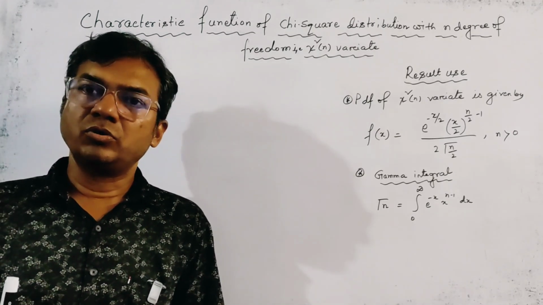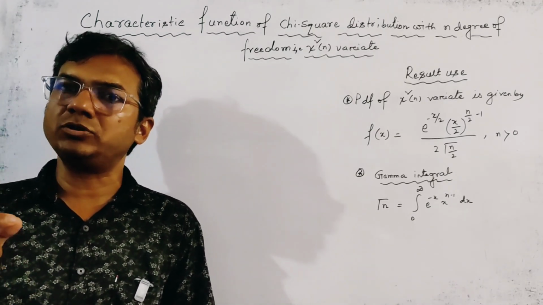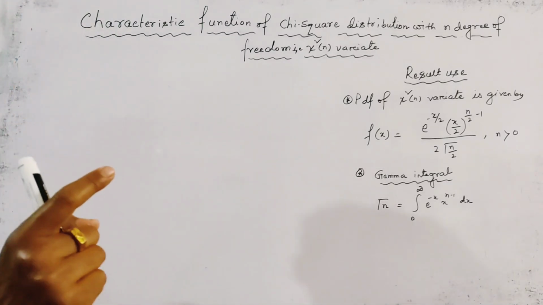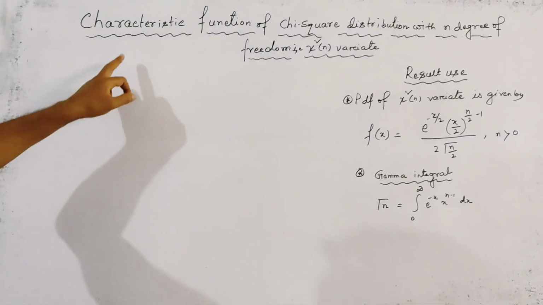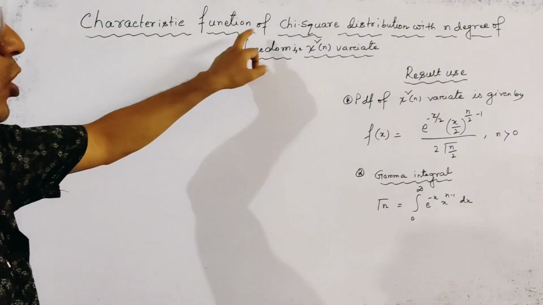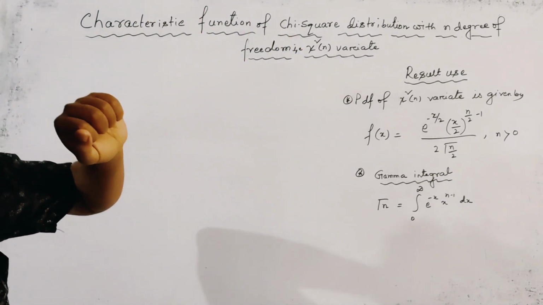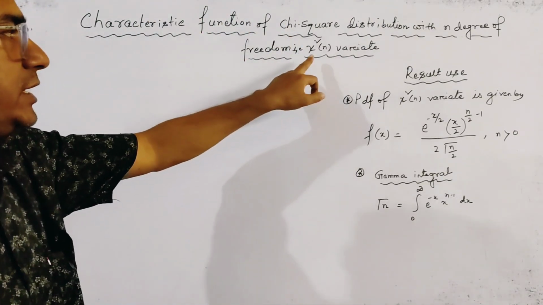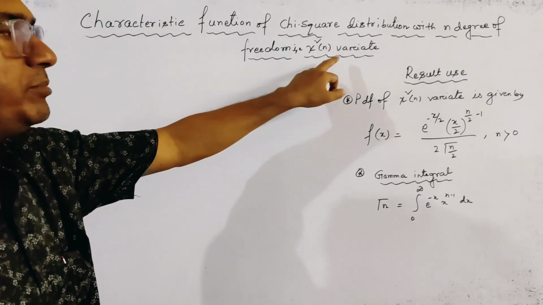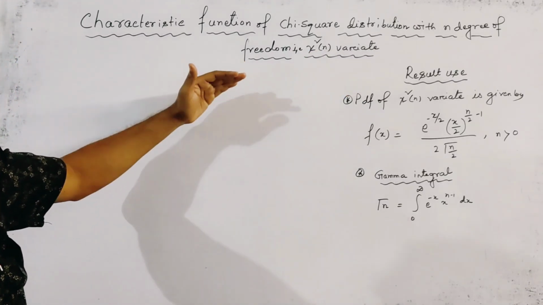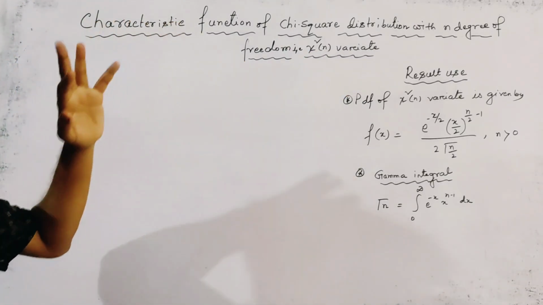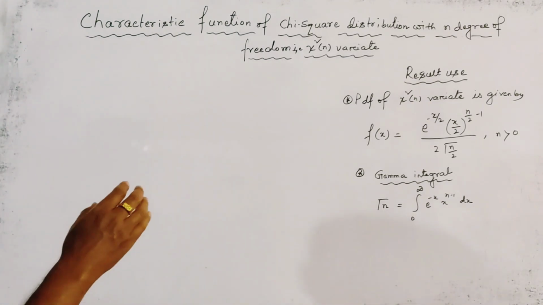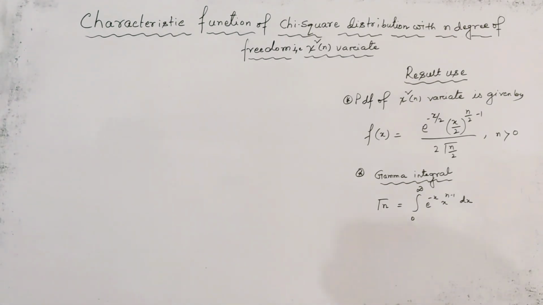Today's class on special distributions of probability. Here we discuss the characteristic function of the chi-square distribution with n degrees of freedom, symbolically written as chi-square n variate. We have to find the characteristic function of chi-square n variate. We first write the definition of the characteristic function.